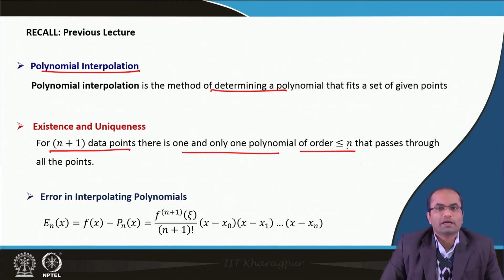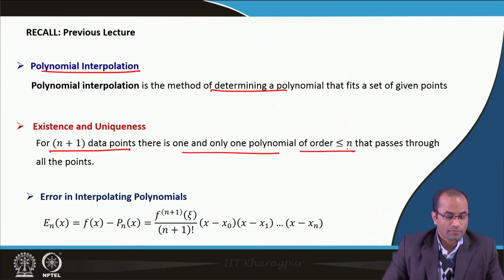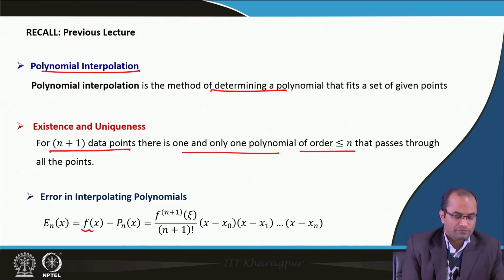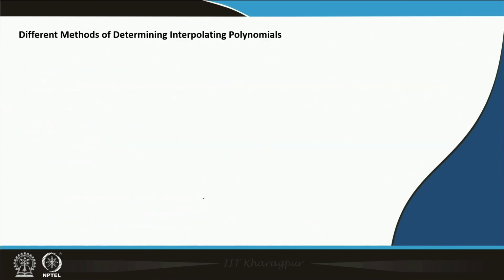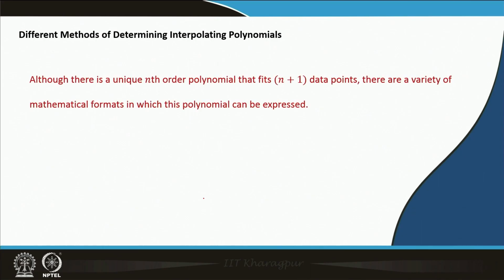And we have also derived a formula for obtaining the error, the error between the function and the polynomial approximation. That will be computed by this formula, which uses the n plus 1th derivative of the function. So, having this, now we will be talking about different methods for determining interpolating polynomials.